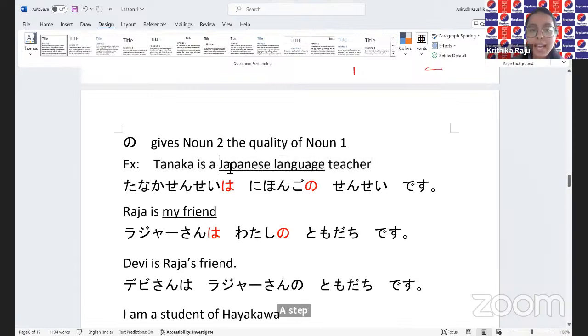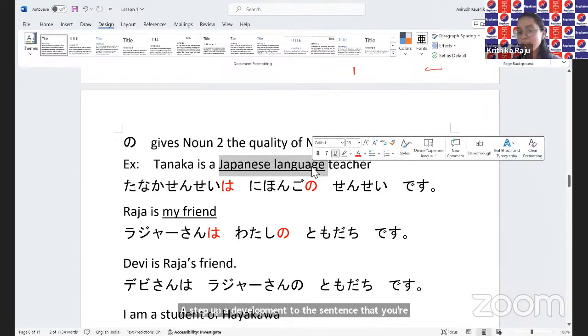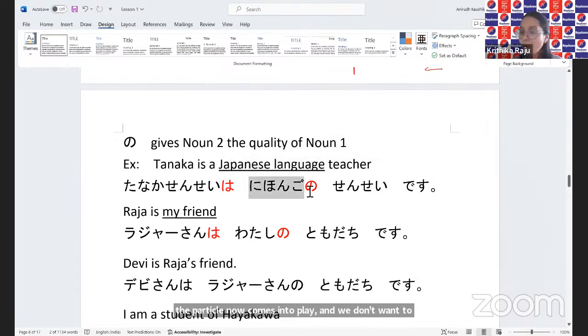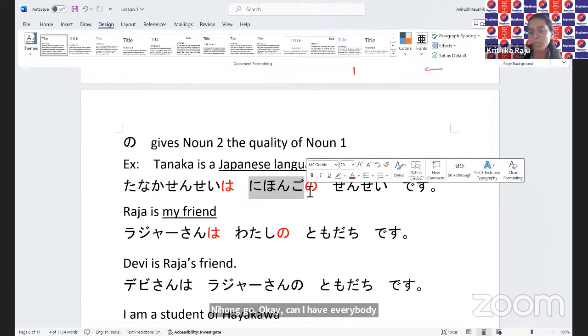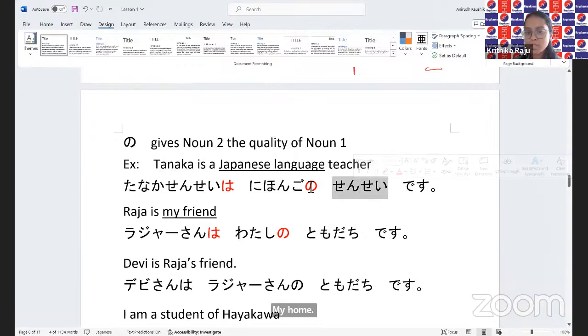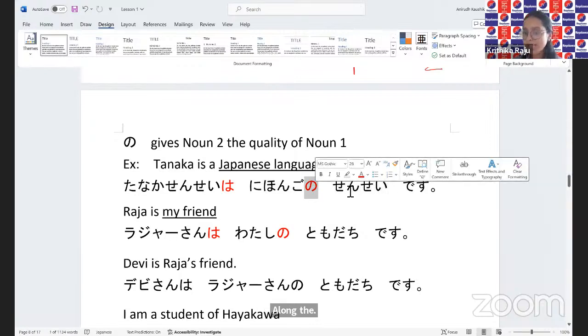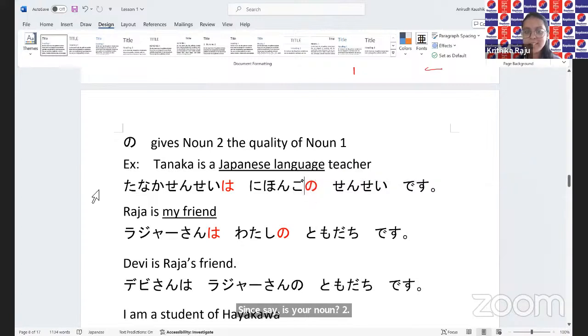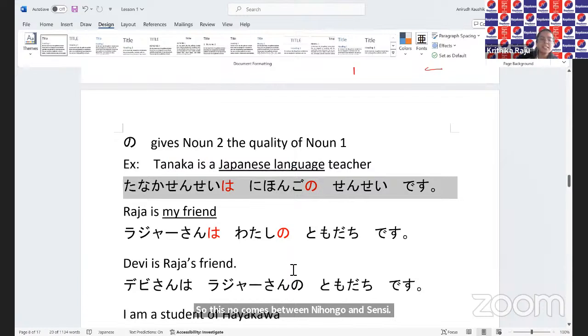The word for Japanese language, please remember it as Nihongo. Can I have everybody repeat after me, please? Nihongo. Right, Nihongo. So this is your noun 1. Sensei is your noun 2. So this no comes between Nihongo and sensei, gives sensei the quality of Japanese. That is the best that you can explain this, right? So let's read this sentence together, please. Everybody.